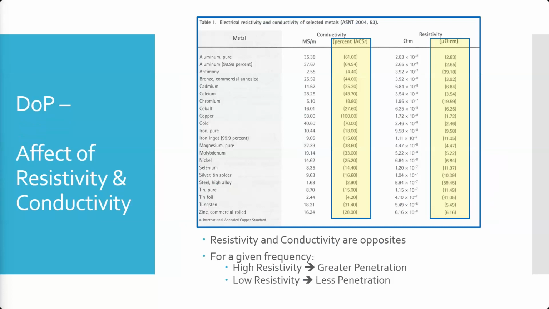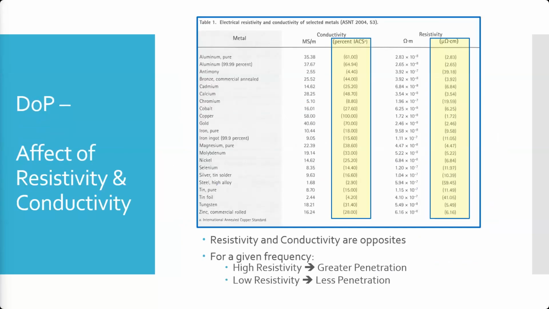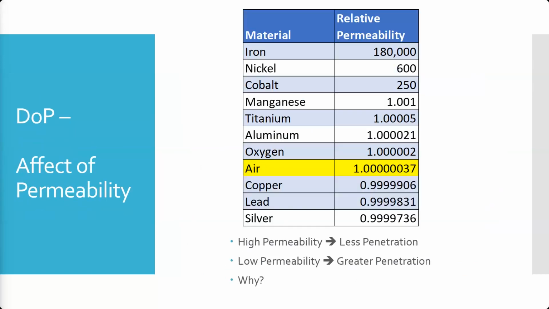But, so for a given frequency, if we go back to that equation, if we have high resistivity, with a given frequency, we're going to have greater penetration, right? High resistivity. If we have low resistivity, we have less penetration. But again, we can't change this. This is just based on the material.